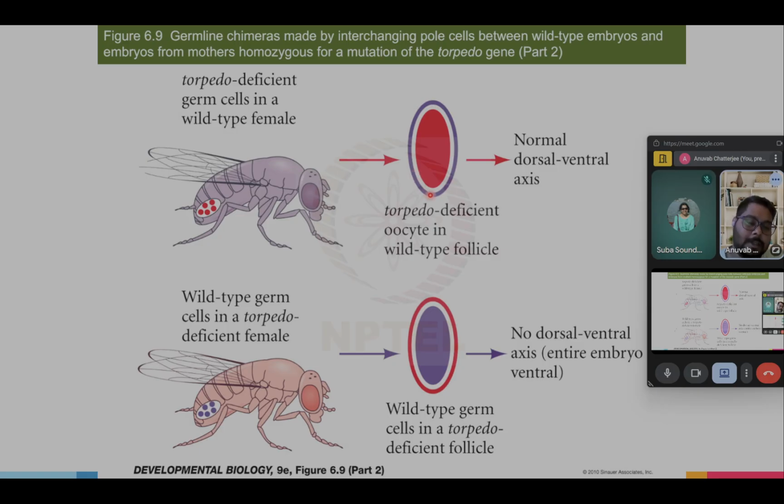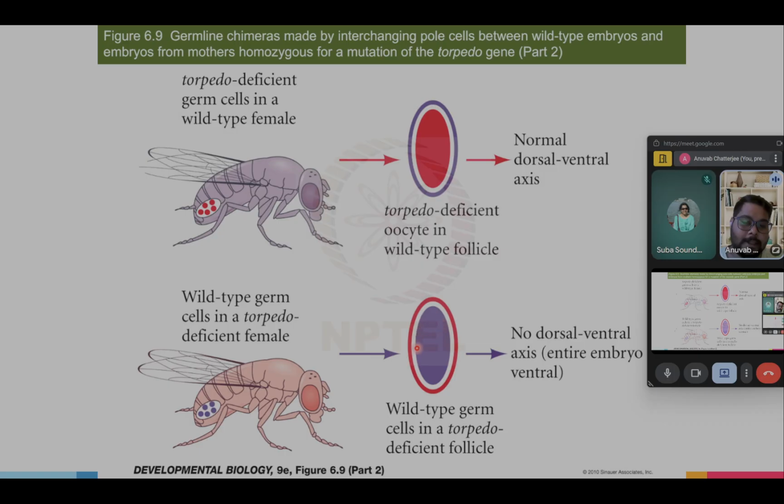If you remember, the follicle cells are the ones which have the receptors for torpedo, and they receive the Gurken signal. So it does not matter if the germ cells have torpedo or not. It matters if the follicle cells have torpedo or not. So the torpedo deficient oocyte in wild type follicle will give normal dorsal ventral axis, because it all depends on the follicle cells having torpedo.